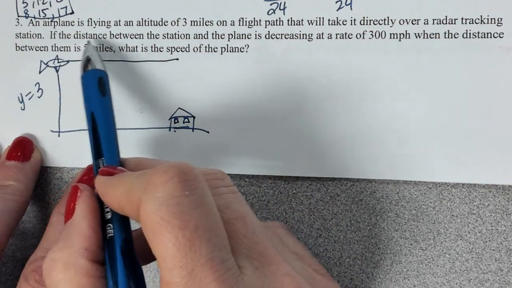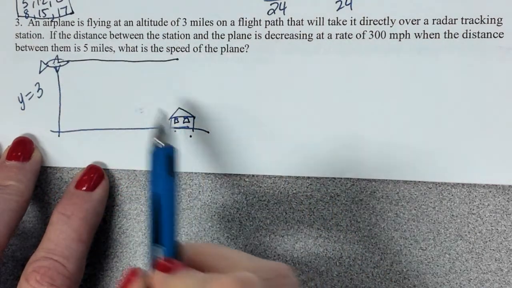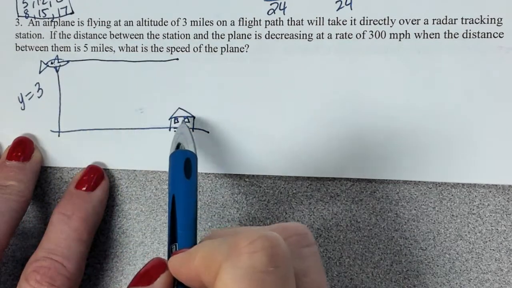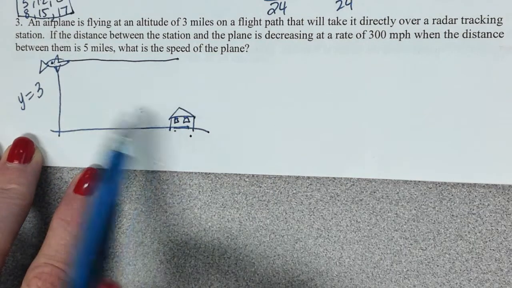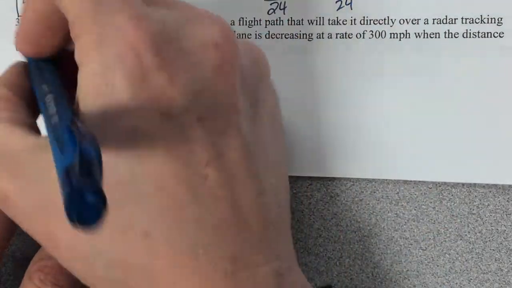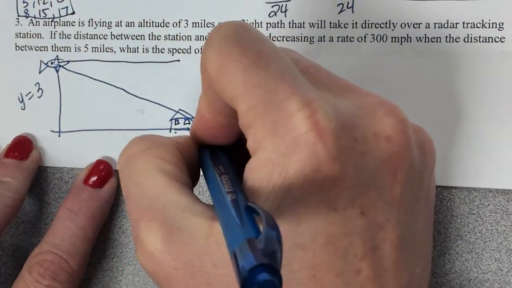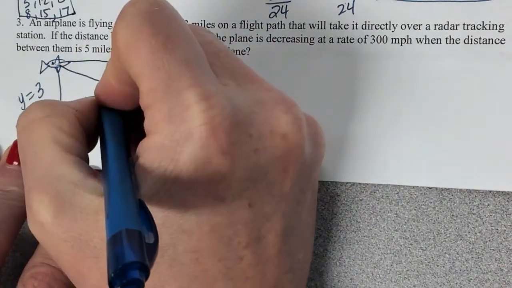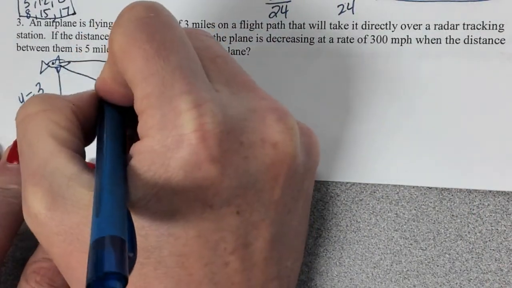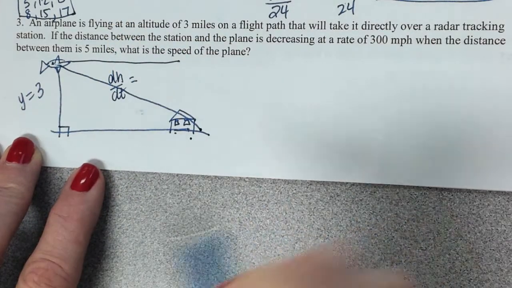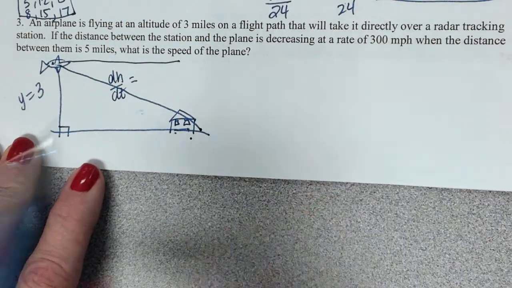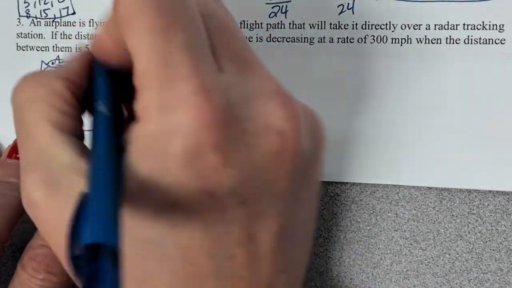Let's keep reading. The distance between the station and the plane is decreasing. So here's the distance between, look at this again, here's the station, here's the plane. This distance, which is going to be the hypotenuse of my triangle, so that's going to be dh dt. What should I call it if it's decreasing at a rate of 300? Negative 300.